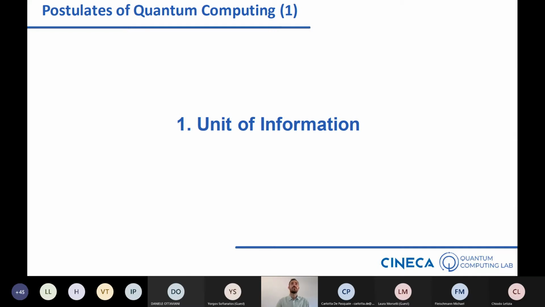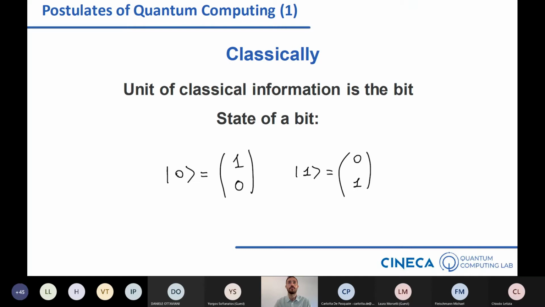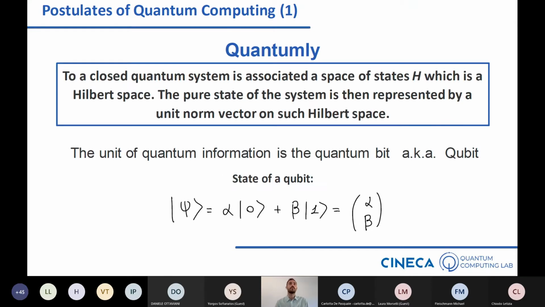Okay, perfect. So let's start with the postulates of quantum computing, again, very briefly. The first postulate concerns the unit of information. Classically the unit of information is the bit, so it's either 0 or 1. You can write 0 and 1 as vectors in this way. Quantumly, to a closed quantum system is associated some Hilbert space, and a state of the system is represented by a vector. The simplest system is the one associated to the qubit.